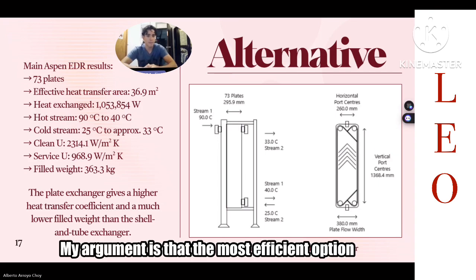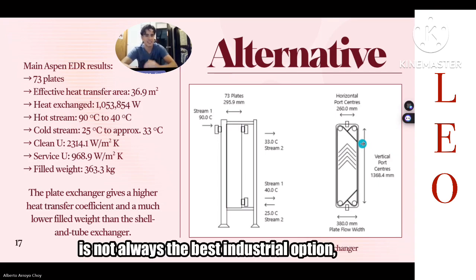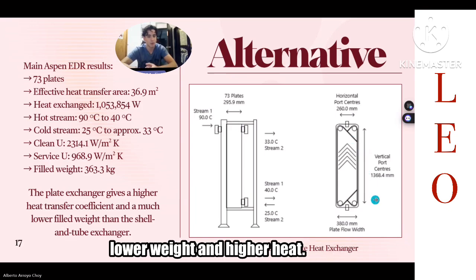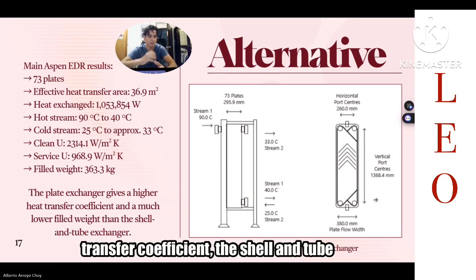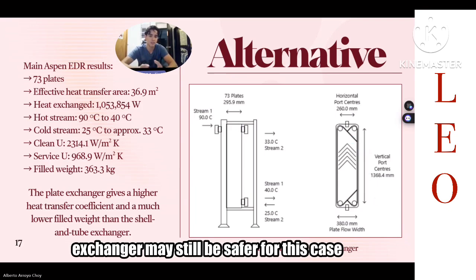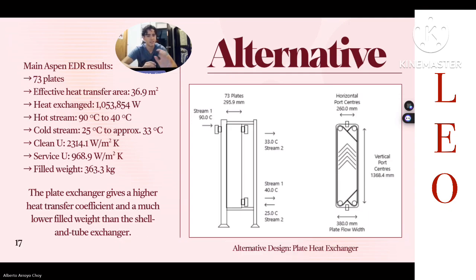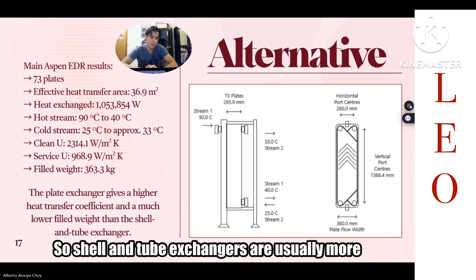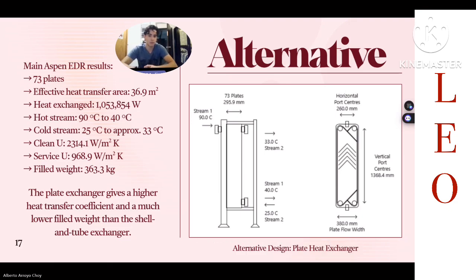However, my argument is that the most efficient option is not always the best industrial option. Even though the plate heat exchanger has a lower weight and higher heat transfer coefficient, the shell and tube exchanger may still be safer for this case because phosphoric acid can be corrosive and may cause fouling. So shell and tube exchangers are usually more robust and easier to maintain in the main industrial conditions.